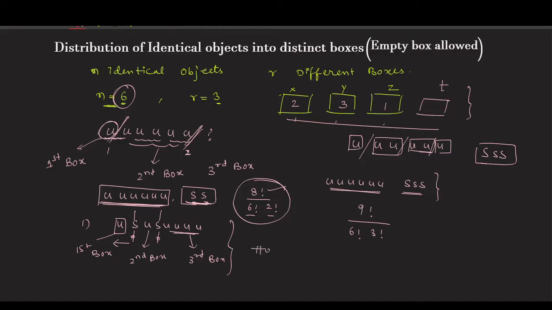So if I ask you how many ways these objects can be distributed, the question is similar to the number of arrangements of taking 6 U's and 2 separation symbols if 3 boxes are there. So the number of distributions is going to be the number of arrangements. Now let's finalize the result.